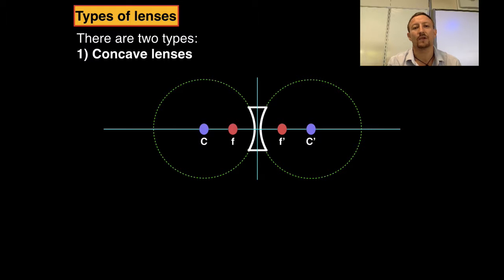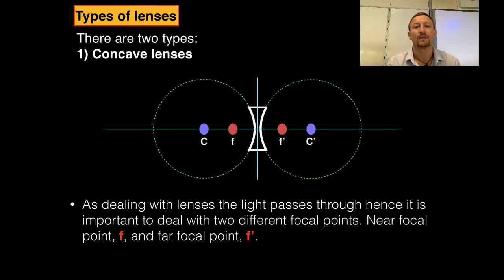Now they are indicated by specific names, which allows us to actually work out which way we're going to be sending our light when we do our ray diagrams. So F is always given the term near focal point, because I'm going to put my object on the left hand side. F dash is going to be the far focal point.